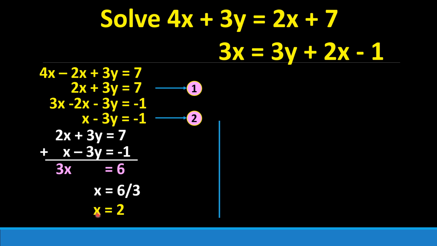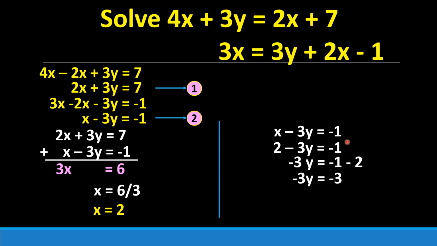Now we have to find the value of y by substituting in any of these equations. Let us consider the second equation itself. Second equation is x minus 3y is equal to minus 1. So this x value can be put in the place of this x. That is 2 minus 3y is equal to minus 1. So minus 3y is equal to minus 1 minus 2. That is this 2 is taken to the other side. Then minus 3y is equal to minus 3.